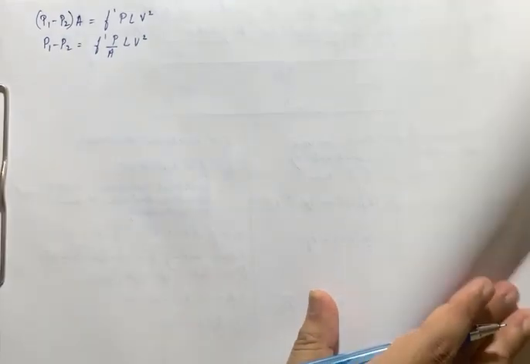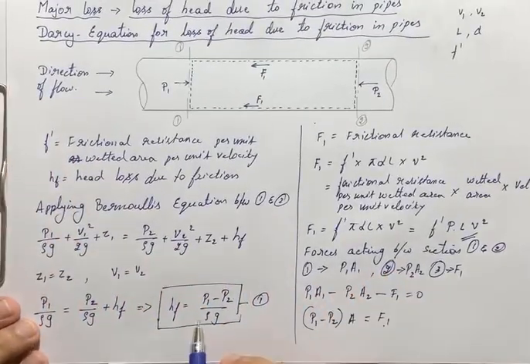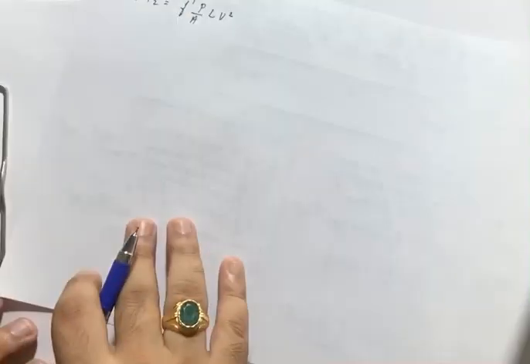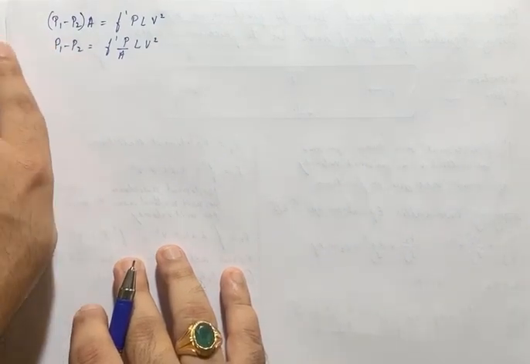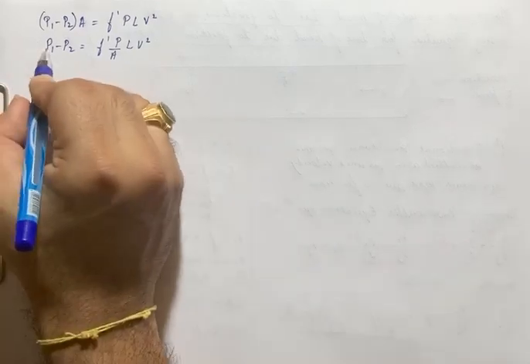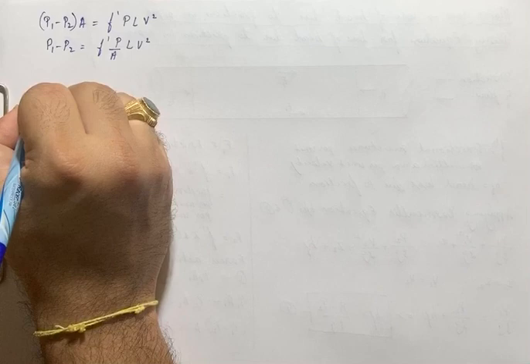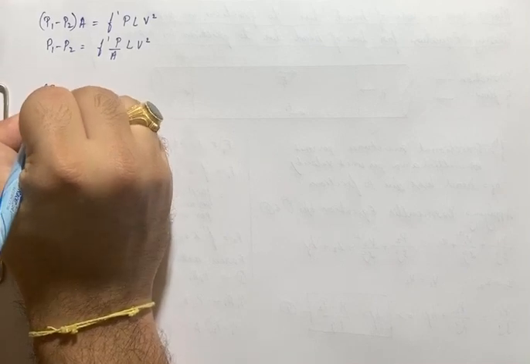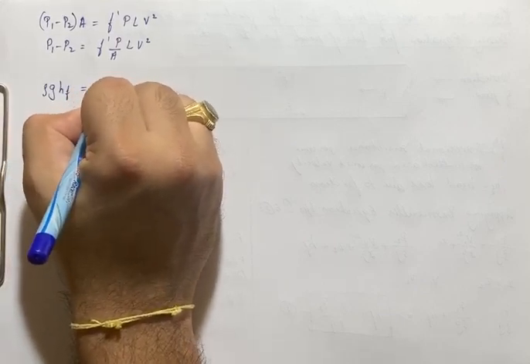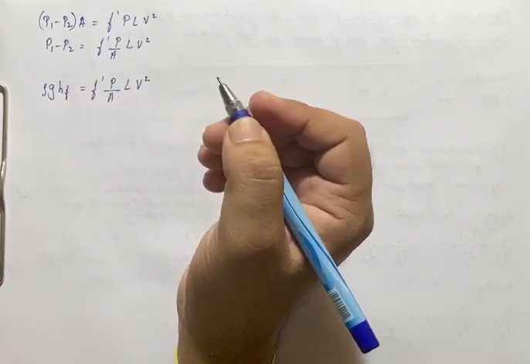Now, in the previous equation we have derived the head loss due to friction. Head loss due to friction, HF, is P1 minus P2 by rho g. Now, I will substitute that value, that is P1 minus P2 will be rho g into HF. So, I will write P1 minus P2, which is rho g into HF, is equal to F dash into P by A into L into V square here.